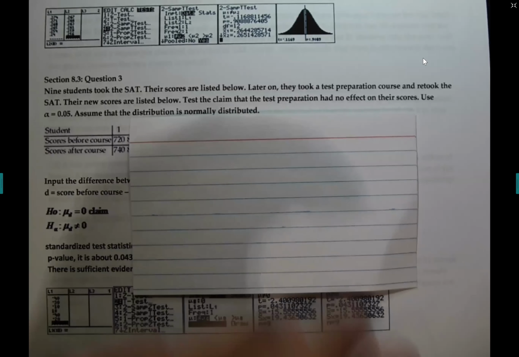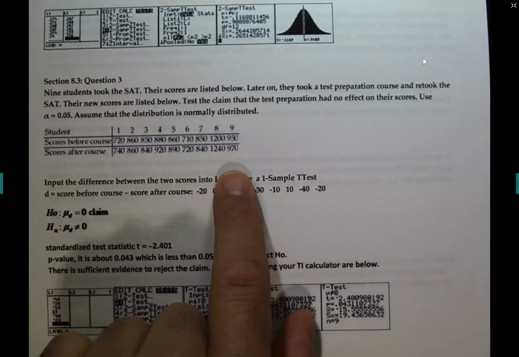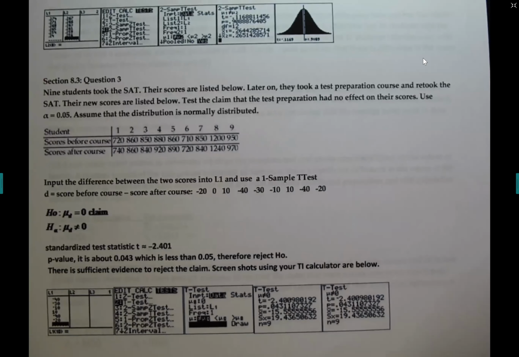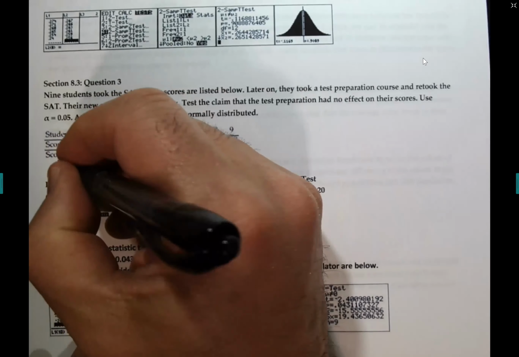Exactly. Even when I do the differences, guys, you're going to see some numbers, positive, negative. That has nothing to do with the claim. The claim says no effect. That means 0 or not 0. So let's do the difference here. If you do the difference, let's put D here.